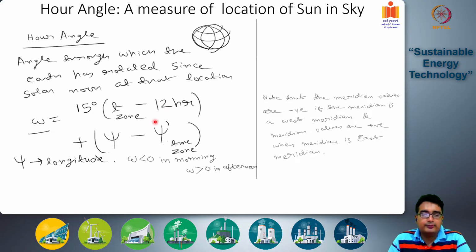How does this work? Suppose it is 4 p.m. in the afternoon. Clearly 4 hours have passed since noon time. So the sun has rotated by 15 times 4, 60 degrees from its noontime location. So you can find this directly. 4 p.m. is 1600 hours. So you put 16 here minus 12 here. So 15 times 4, 60 degrees. So you get the hour angle.